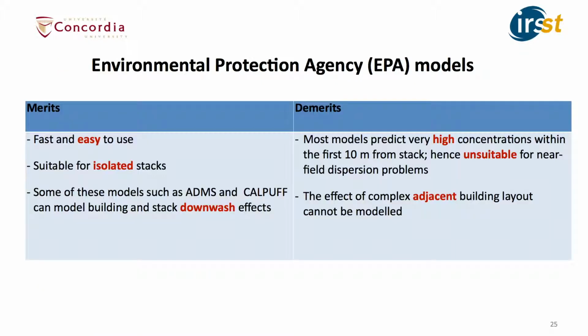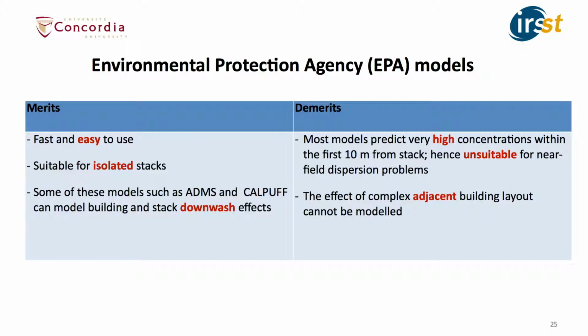Again, what are the advantages? Fast and easy to use. They are suitable for isolated stacks. Some of these models, like the Adams and the Kalpoof models, can model building and stack downwash effects, and that's very good. The disadvantages: most models predict very high concentrations within the first 10 meters from the stack, and this is what we're interested in from the building engineering viewpoint, building design, okay, and they could be unsuitable for near-field dispersion pollutants.